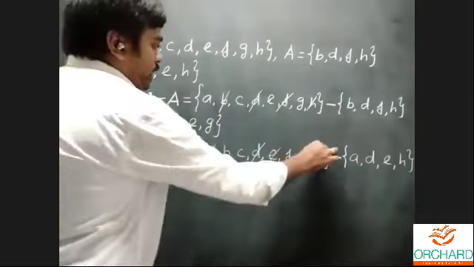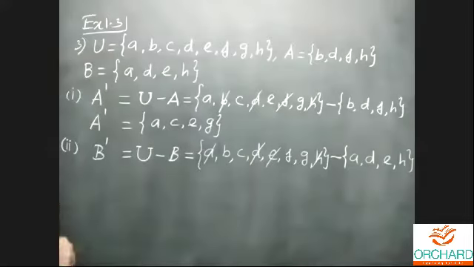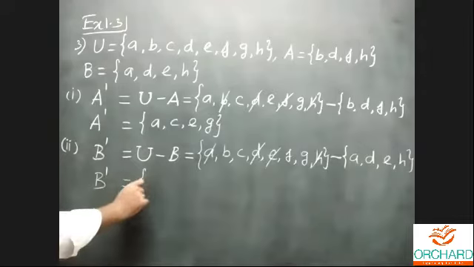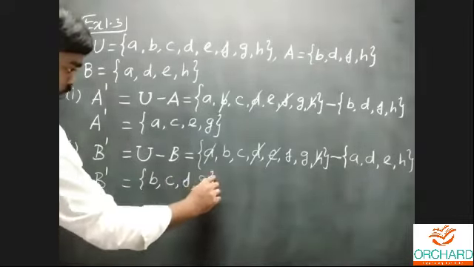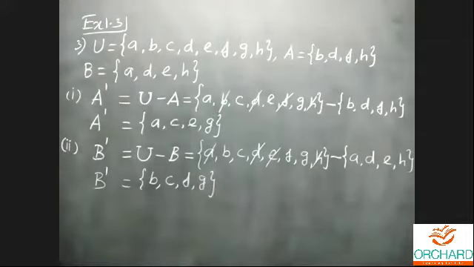What is the remaining element? B, C, F, G. This is your B dash, the complement of set B. B dash is nothing but B, C, F, G. This is your set B dash.